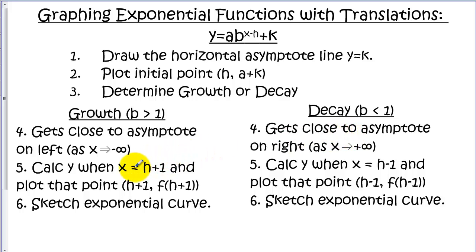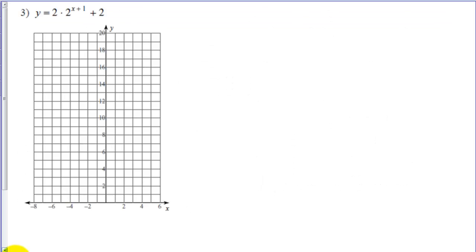And we will pick a second value, which we're going to pick 1 unit to the right if it's growth, and 1 unit to the left if it's decay. And then we'll sketch our curve. So let's look at some examples here.